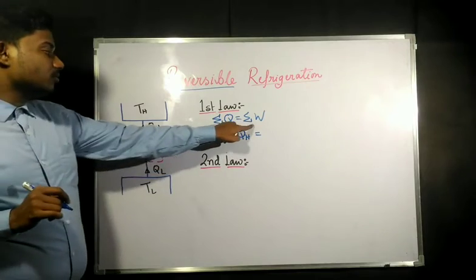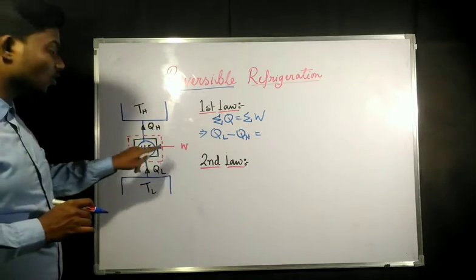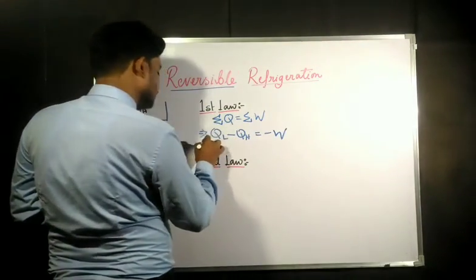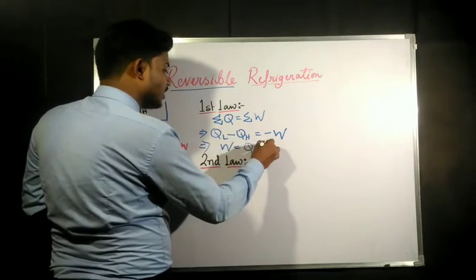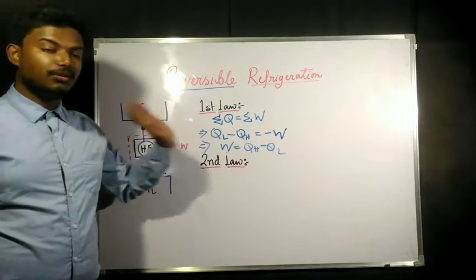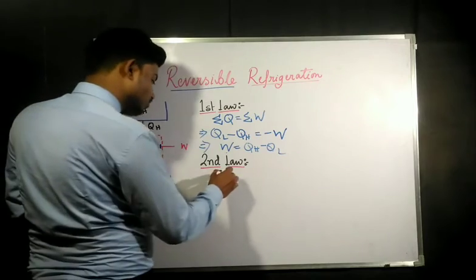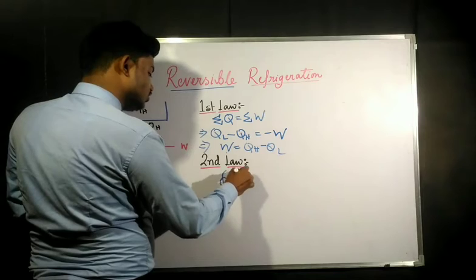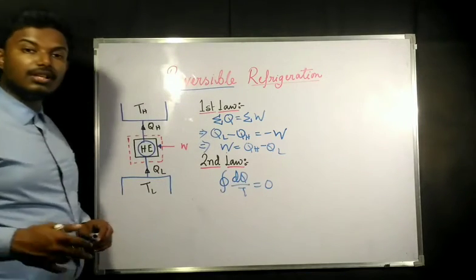Now we need to do the work interaction. Work done on the system is always considered negative, that is minus W. So from here we can write that W is equal to QH minus QL. Similarly, for reversible refrigeration, if we apply the Clausius equation, since it is reversible, it will be an equality, so the summation of dQ by T is equal to 0.